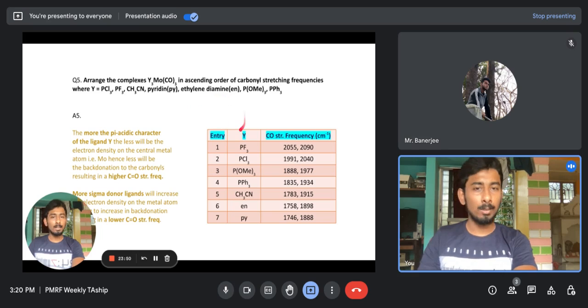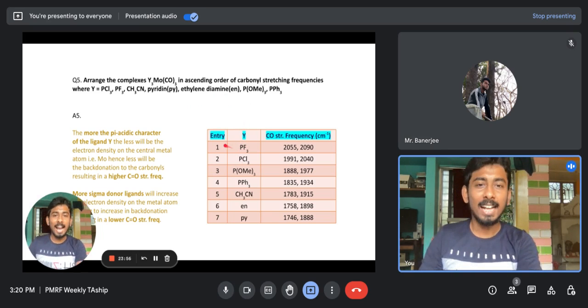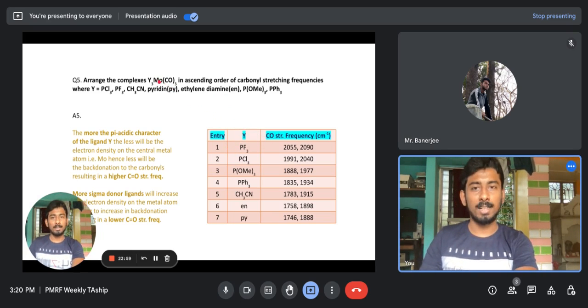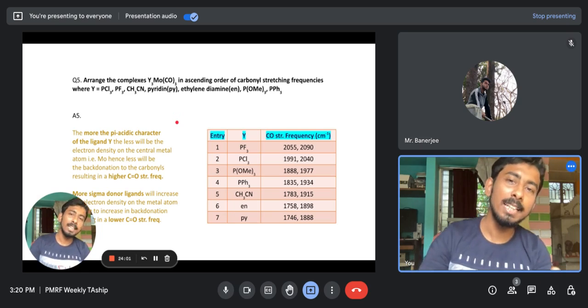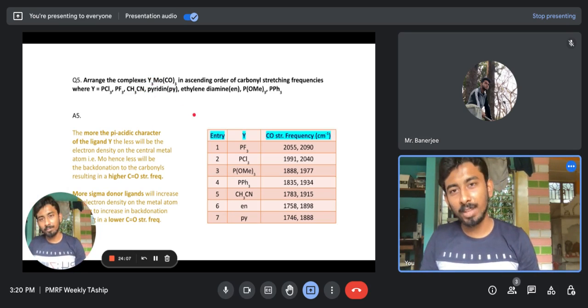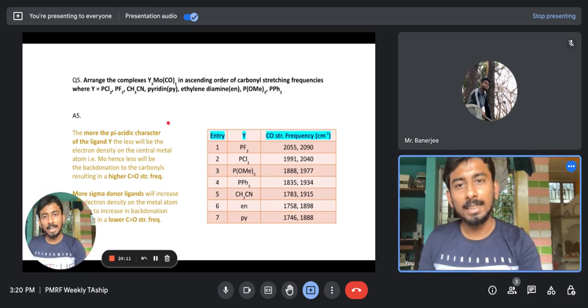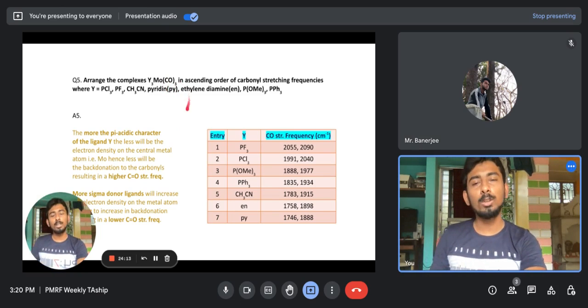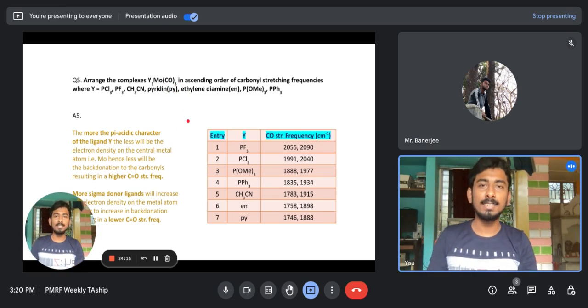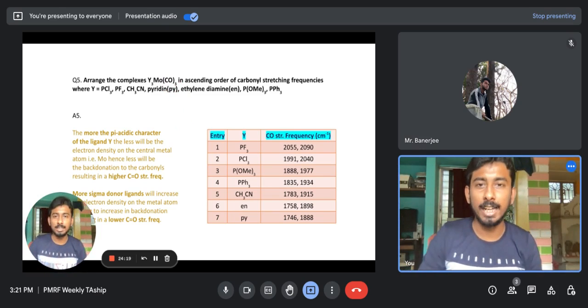If the Y group, that is the ligand, has a strong pi acidic character, then it will drag the electron density from the molybdenum. So actually in this case a competition between Y and CO occurs. Among Y and CO, whichever is more pi acidic will drag the electron density from the molybdenum, and then the CO ligands will not experience as much electron density as they did earlier in the neutral Mo(CO)3 state.